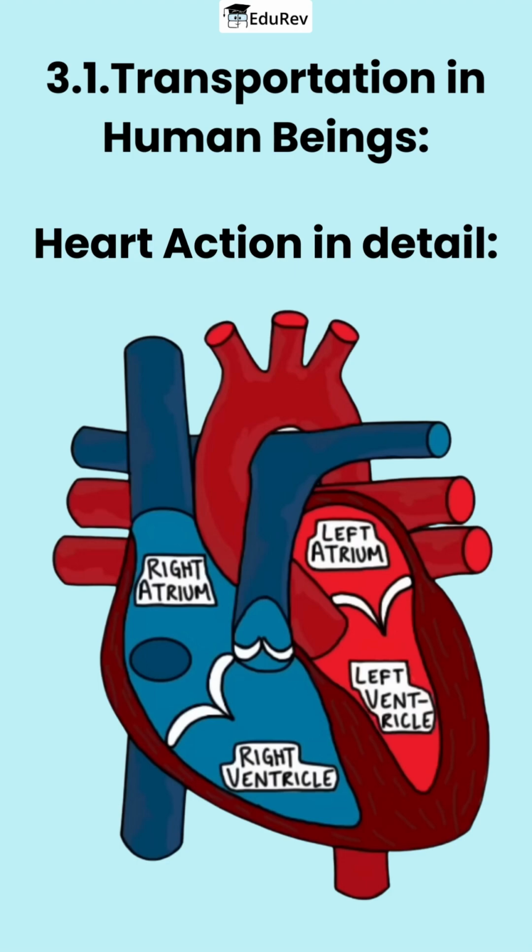Subsequently, when the left ventricle contracts, it propels oxygenated blood into the body. The right ventricle contracts in its turn, sending blood to the lungs for oxygenation.